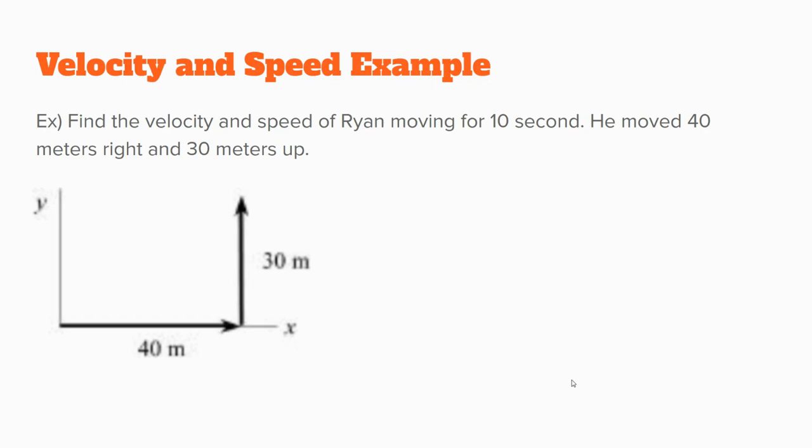So let's take an example. Find the velocity and speed of Ryan moving for 10 seconds. He moved 40 meters right and 30 meters up. Think about it. I'll give you some seconds. Okay, if you need more time, please pause this video and let's move on.